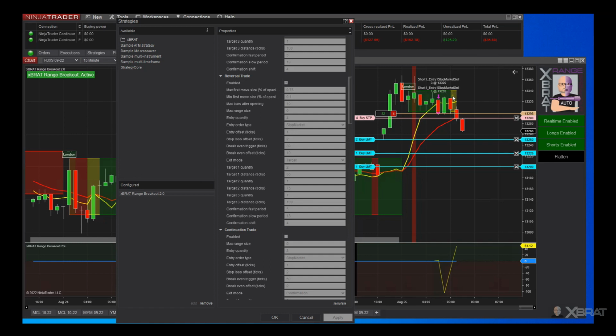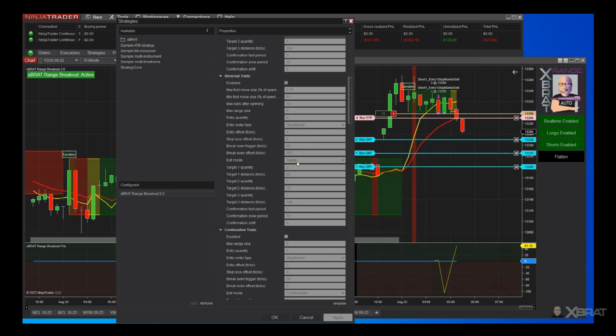No more than 10 bars. After that we cancel the orders, and then we can see the order type is a stop market. We're entering 4. The entry offset is 1 because we need to be reasonably quick in there, and then stop loss offset is 2, so we've got a stop in here. But now we can see the break even triggers at 30 ticks, so when it goes through 30 ticks, we put the stop at 10 ticks. So that's locking in a little bit of profit here.